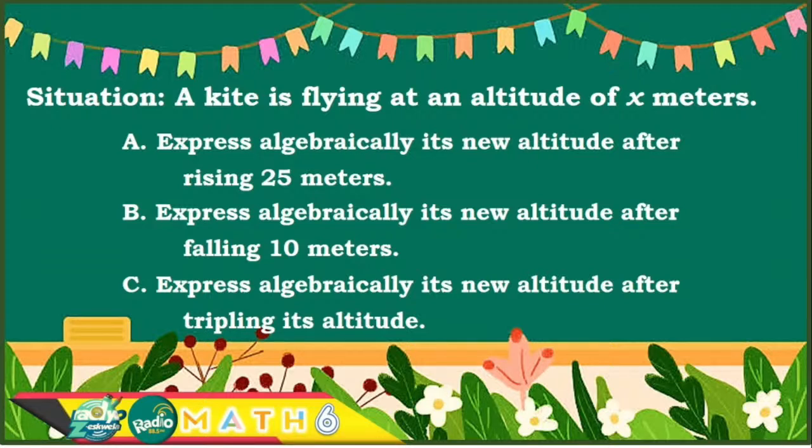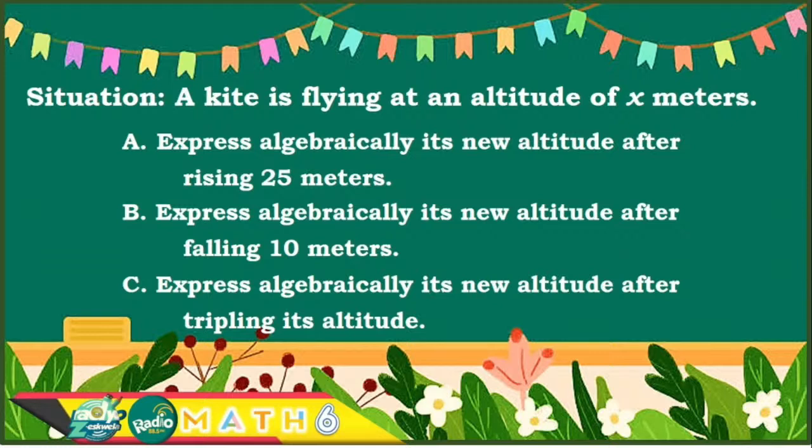Now here's a situation. A kite is flying at an altitude of x meters. The tasks are: first, express algebraically its new altitude after rising 25 meters. The second task, express algebraically its new altitude after falling 10 meters. And for the third task, express algebraically its new altitude after tripling its altitude.